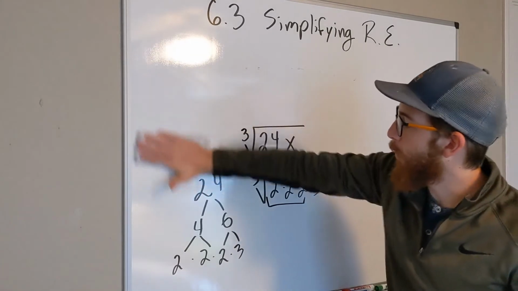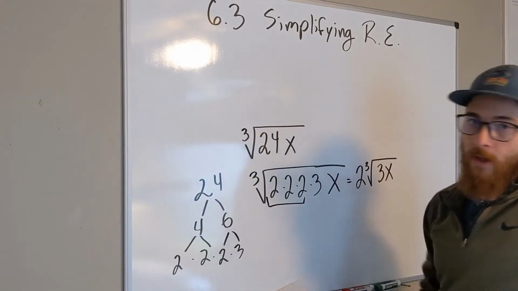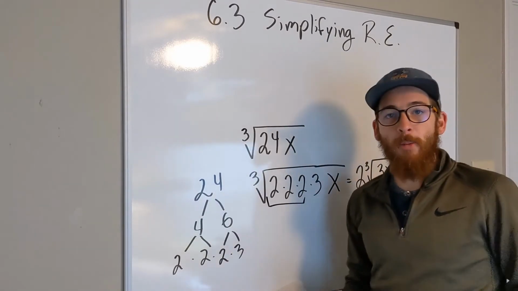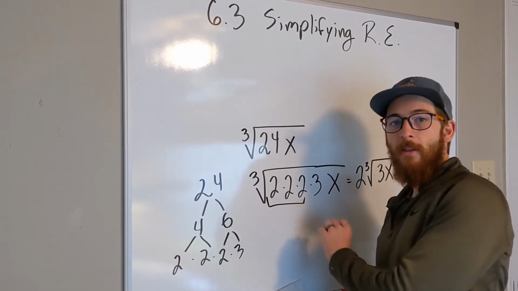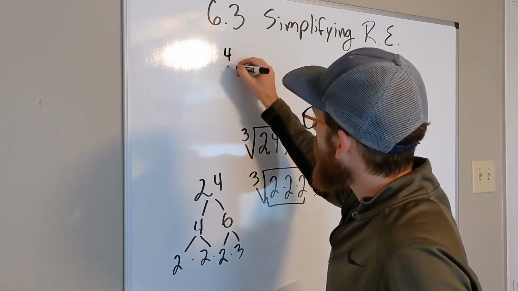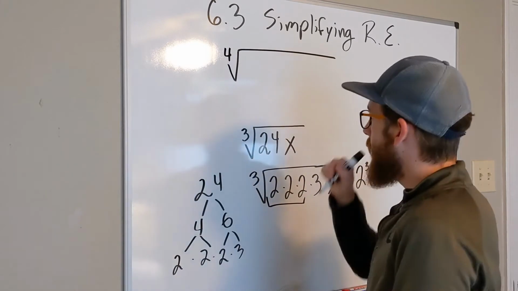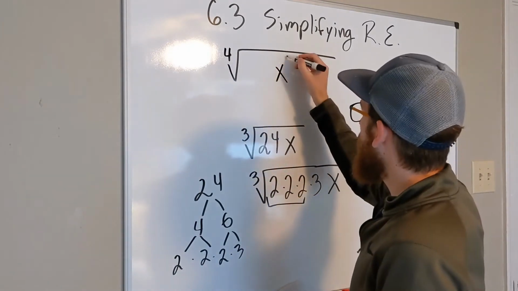Okay, maybe like a fourth root, and I'll throw in some variables. But remember, variables don't make things complicated. Variables are actually easier whenever we're talking about this than numbers. And I'll show you why with this example. So we have the fourth root of, let me think of a number while I'm writing these other ones down.